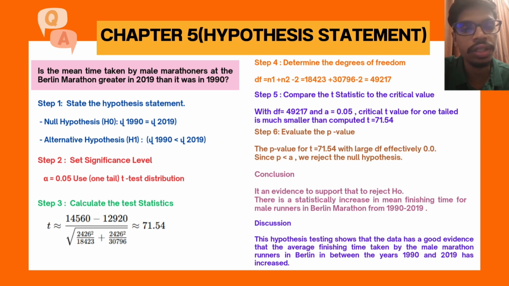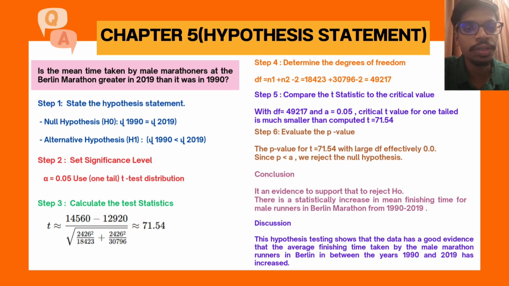So the critical value for the t for the one tail is smaller than the computed value, which is 71.54. So step 6, we need to find the p value. The p value for the t distribution is 71.54, which is larger than the effectively 0.0. So it means we need to reject the null hypothesis.